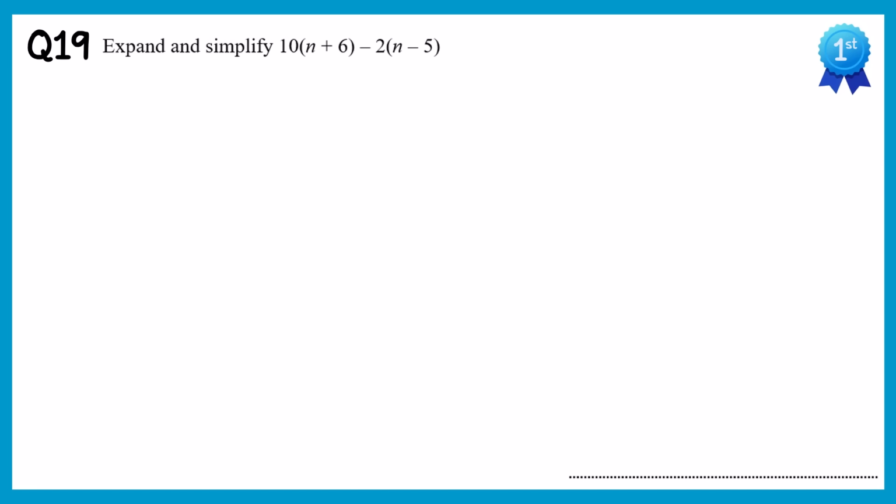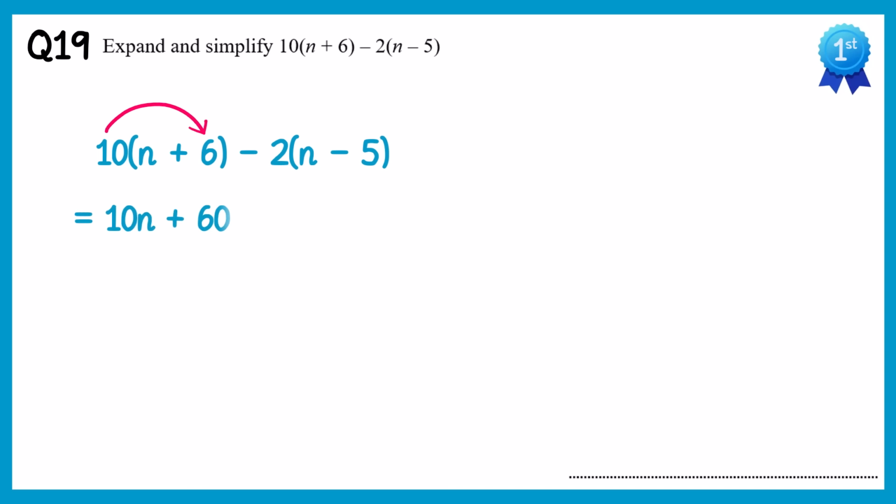In this question, we're asked to expand and simplify. We're going to do the expanding part first. So if we look at the first bracket, we need to do 10 multiplied by n, which is 10n, and then 10 multiplied by 6, which is plus 60.